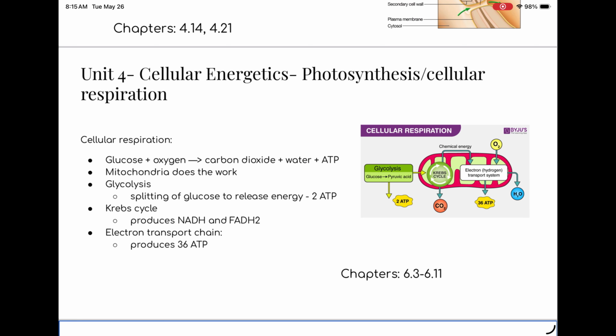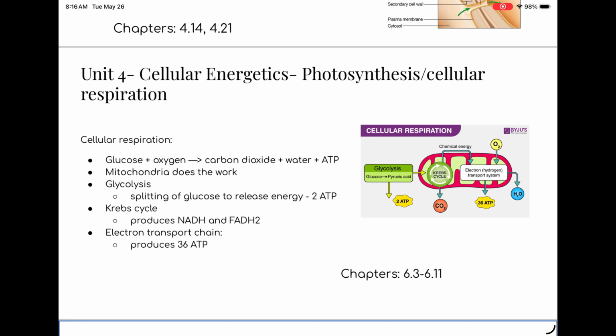Unit 4, photosynthesis and cellular respiration. Cellular respiration is when the reactants are glucose and oxygen, and the products are carbon dioxide, water, and ATP. The mitochondria is where the arrow is, and it transforms them and does the work. The first step of cellular respiration is glycolysis, which splits the glucose to release energy of 2 ATPs.